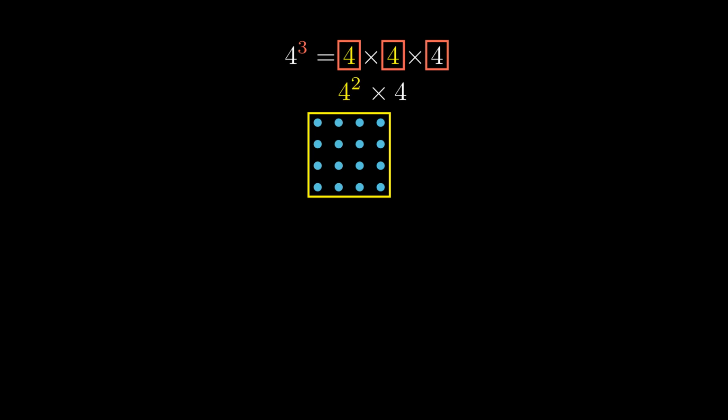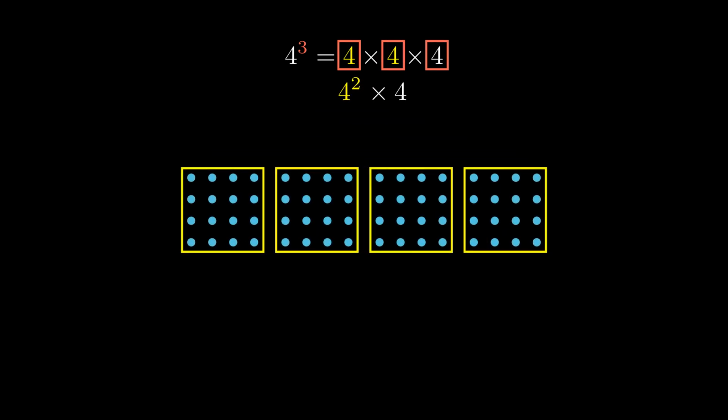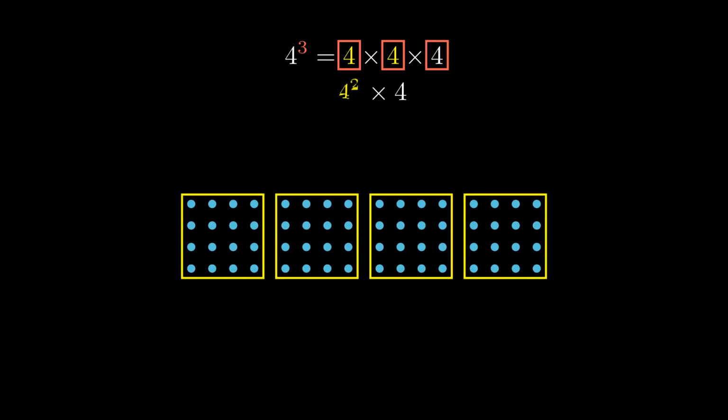And we have 4 squared times 4. We know how to find 4 squared. It's 4 times 4, which is 16. Then we can find 16 times 4 using techniques we used in other videos. Pause the video and figure out what the answer is. The answer is 64.